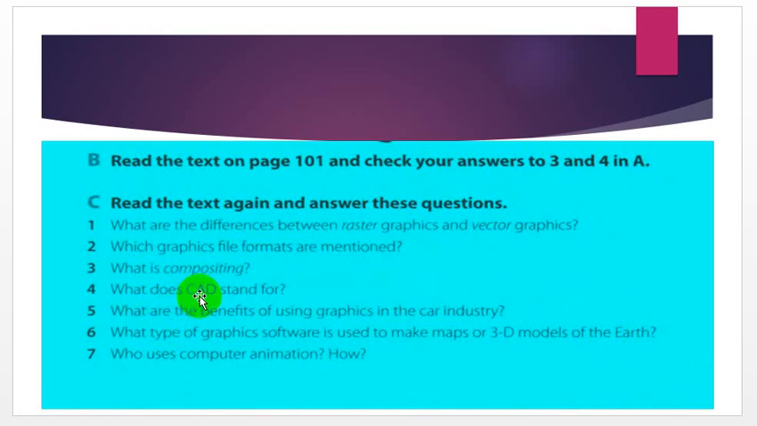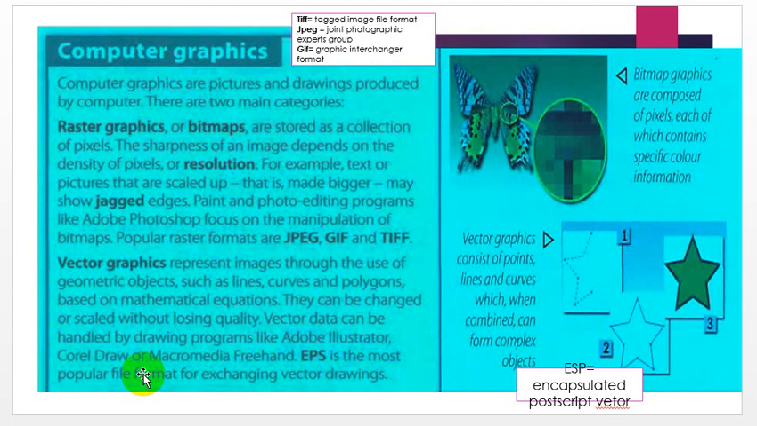C is what, A is what, D is what. What are the benefits of using graphics in the car industry? What type of graphic software is used to make maps or 3D models of the earth? Who uses computer animation, and how? These are very good questions. You can read these texts and answer the above questions.